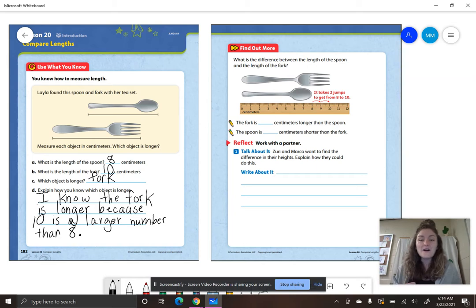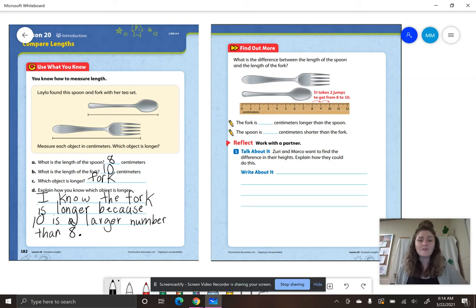All right, let's go on to page 183. It says, what is the difference between the length of the spoon and the length of the fork? All right, so when we are thinking about the difference, we are comparing. All right, so look at your page 183.